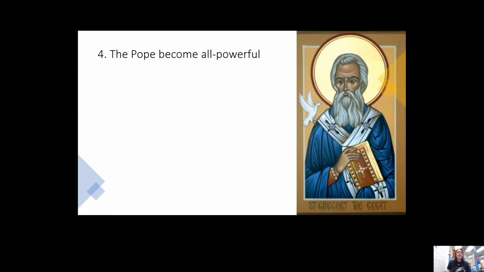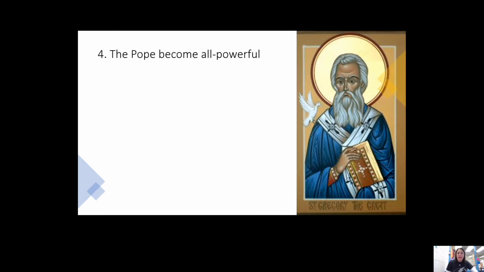Now, number 4, because of this, the Pope is going to become all powerful. For those of you who don't know, the Pope is the head of the Roman Catholic Church. The Pope today is named Francis, but he does not have the all-encompassing power that the Pope had during the Middle Ages. The Pope was more powerful than kings.